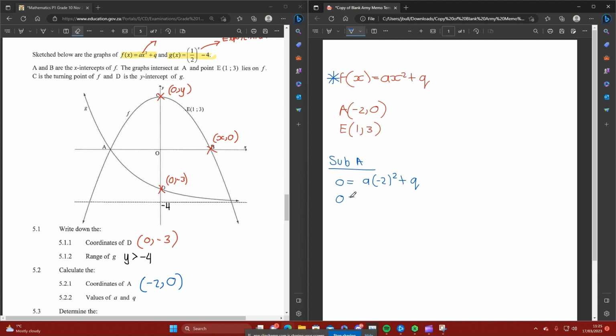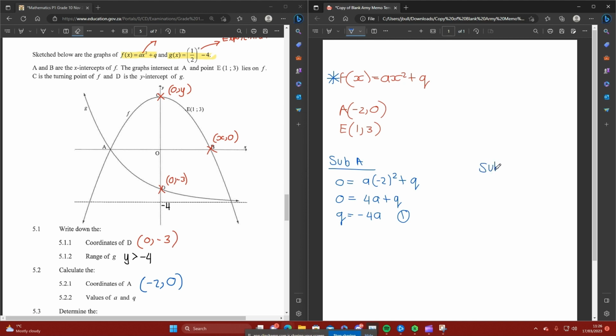Then we just simplify as much as we can. We're going to have 0 is equal to A times minus 2 squared, which is 4, so 4A plus q. And so we could get q is equal to minus 4A. Okay, that's all we've got for now. Let's label this equation 1, and we're going to see what we can do with point E now.